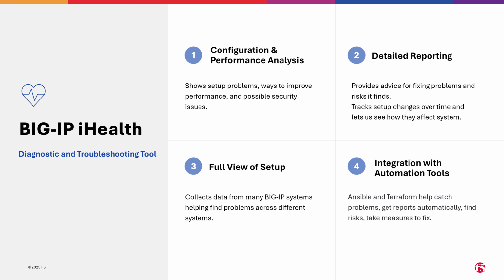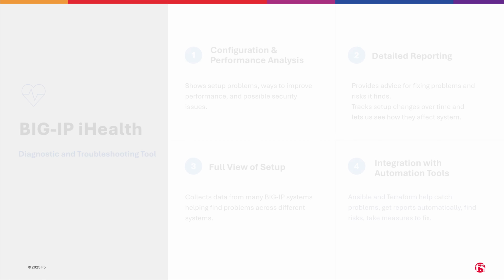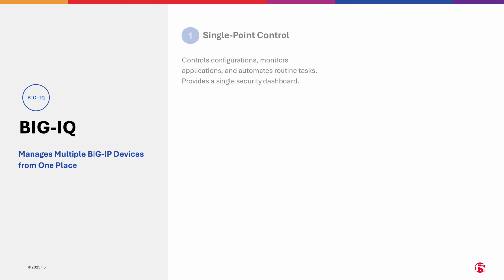iHealth works with automation tools like Ansible and Terraform. For example, you can set up a system where a UCS file is sent to iHealth every time a new setup is deployed. This helps catch problems right away. With Ansible or Terraform, you can also create and get iHealth reports automatically. These tools can look at the reports and find known issues or risks. If they find a problem, they can take steps to fix it automatically, like undoing changes or sending a message to a responsible person. Next, let's talk about BIG-IQ.